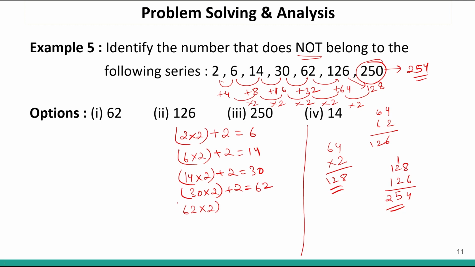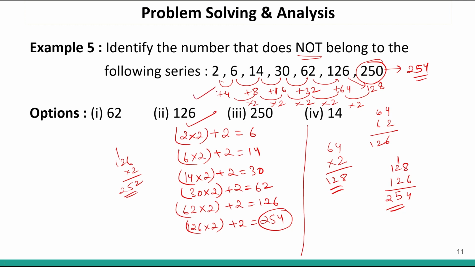62 into 2 will give me 124, plus 2 will give me 126, and similarly 126 into 2 will give me 252. So 252 plus 2 will be 254. So 254 will be the correct answer. So 250 is the number that does not belong. So here you could see that to solve the same question, I used two different logics, logic number 1 and logic number 2.